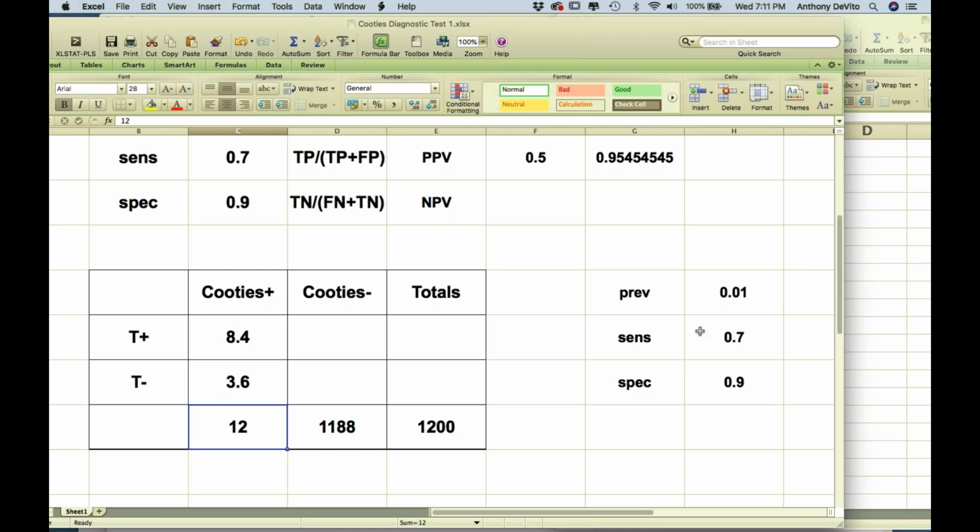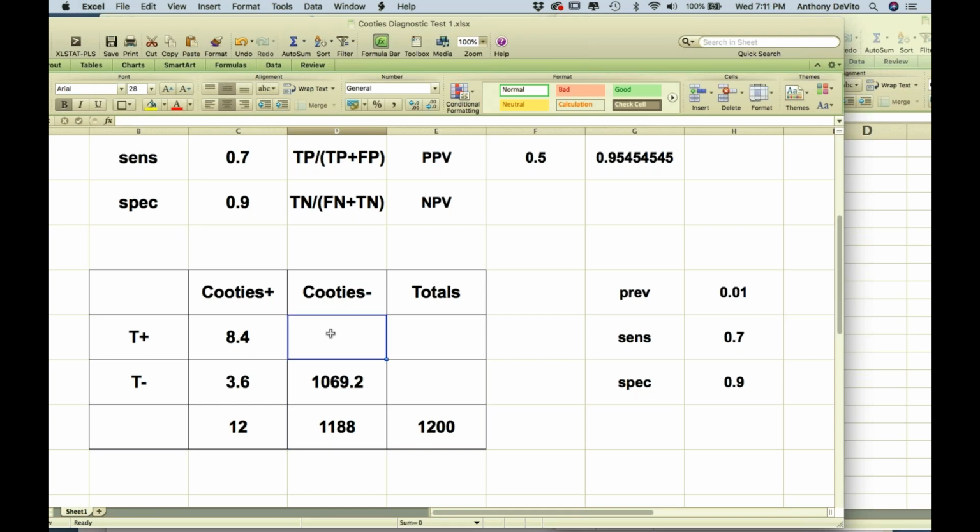What about negative? 90% of the time it gets it right, identifies people who don't have cooties. In this box, these are people who don't have cooties and are properly identified as being negative. Those are the true negatives. So that's equal to, well, how many people don't have cooties? 1,188 times how good the test is at identifying them, which is 0.9. Okay, so 1,069 out of 1,188 people, it properly identifies as not having cooties.